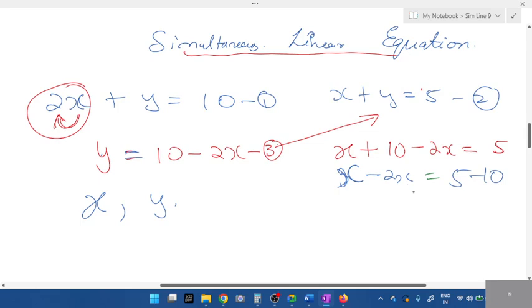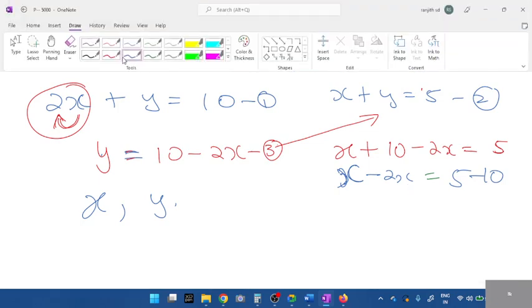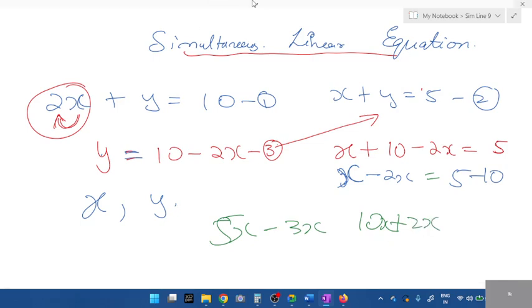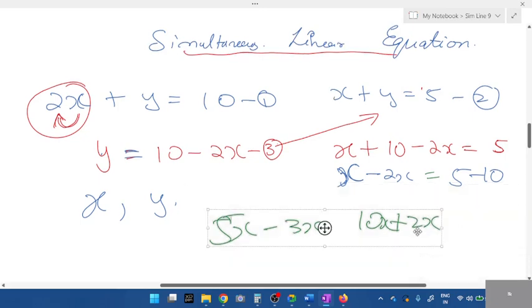Arrange and solve this. What is x minus 2x? Subtract it. You don't have 5x minus 3x. You have to subtract. You don't have 10 plus 10x plus 2x. You don't have to solve. 10 plus 2x is 12. What is 5x minus 3x?